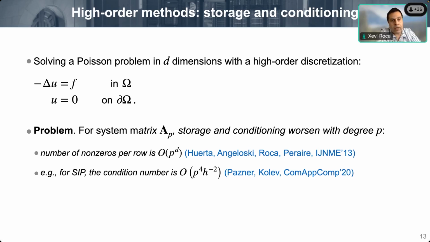It is well known that the number of non-zeros per row for high-order methods scales with p to the d. And for instance, for symmetric interior penalty, which is a kind of discontinuous Galerkin method, the condition number scales with p to the fourth times 1 over the square of the mesh size, as Pazner and Kolev demonstrated. Next slide, please.